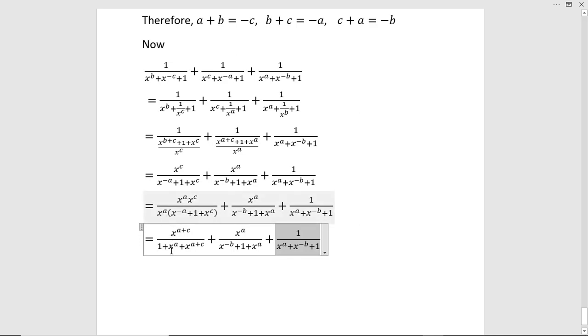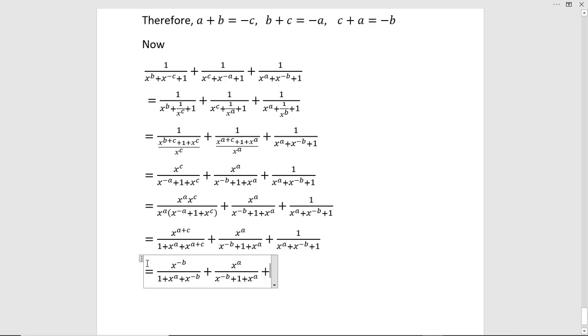x to the power a into x to the power c, that is x to the power a plus c. So next what we have to do is x to the power minus b. A plus c is minus b, so x to the power minus b, x to the power a, 1 here.